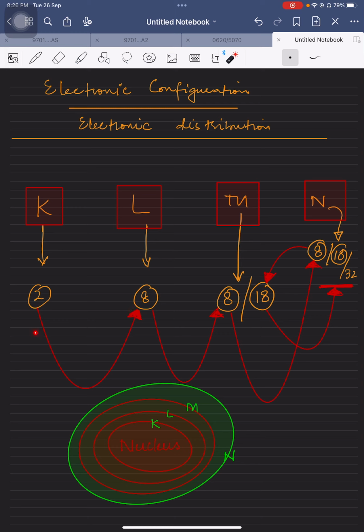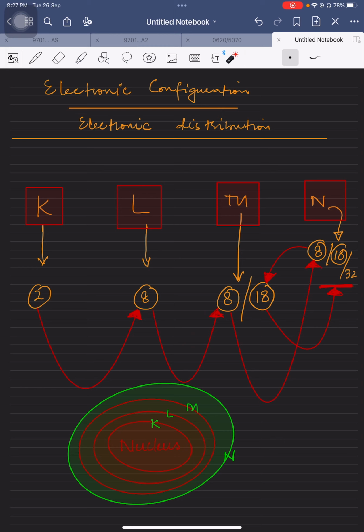So first of all, we will start filling the electrons in the K shell, where we are going to place 2 electrons. Then we will move to the L shell, where we are going to place 8 electrons. Then we will move to the M shell. The M shell has a total capacity of 18 electrons. The M shell is a bigger room. So how many seats are there? There are a total of 18 seats on which 18 electrons can be seated. But the M shell will be happier if we place 8 electrons in it.